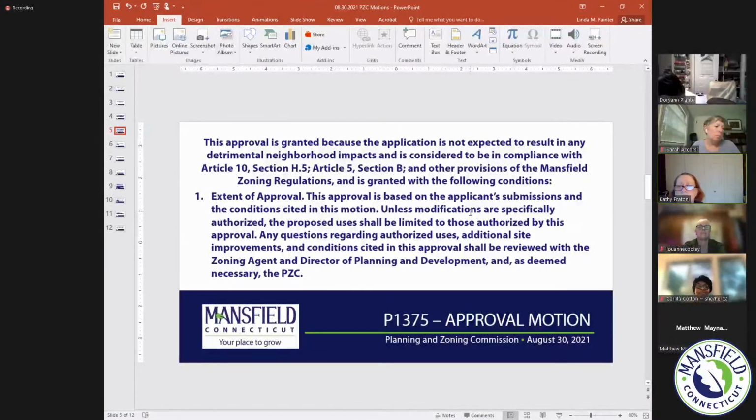This approval is granted because the application is not expected to result in any detrimental neighborhood impacts. It is considered to be in compliance with Article 10, Section H.5, Article 5, Section B, and other provisions of the Mansfield zoning regulations, and is granted with the following conditions. 1, extent of approval. This approval is based upon the applicant's submissions and the conditions cited in this motion. Unless modifications are specifically authorized, the proposed uses shall be limited to those authorized by this approval. Any questions regarding authorized uses, additional site improvements, and conditions cited in this approval shall be reviewed with the zoning agent and director of planning and development, and as deemed necessary, the PZC.